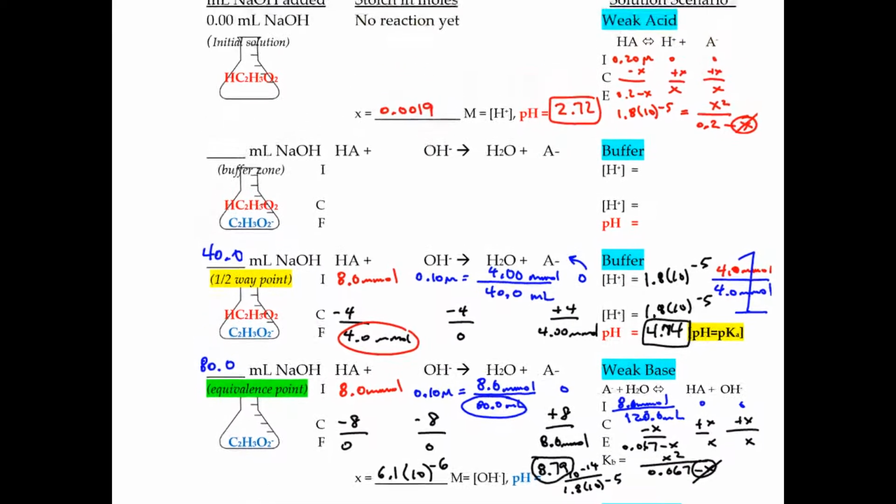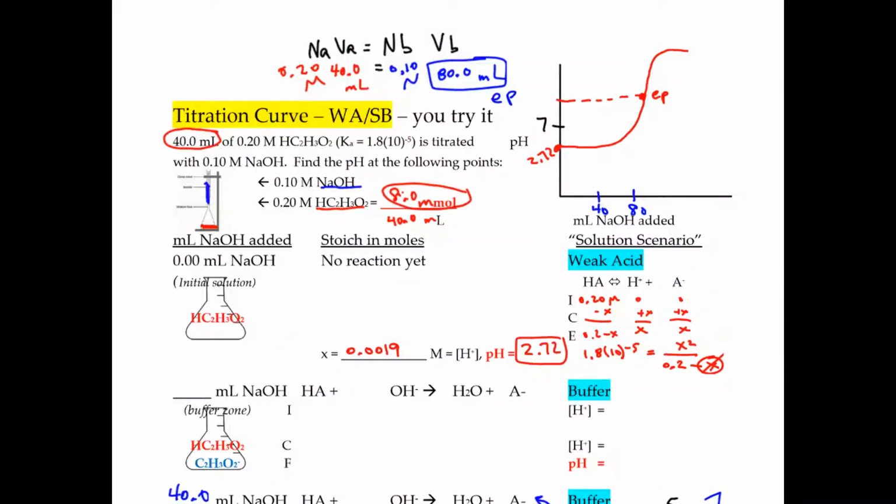So do all the math for that, and you're going to get 6.1 times 10 to the minus sixth is the molarity of the OH. So then you're going to negative log that, 14 minus that, you get 8.79, which is the pH, which is slightly basic, which makes sense. So 8.79 is this pH right here.